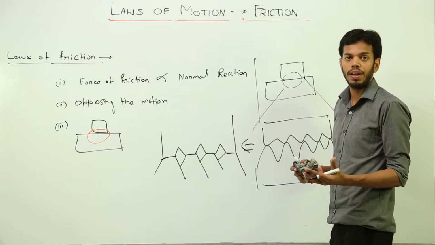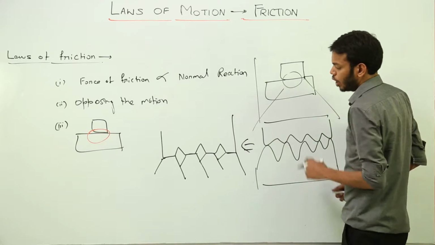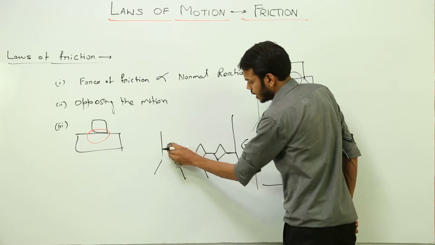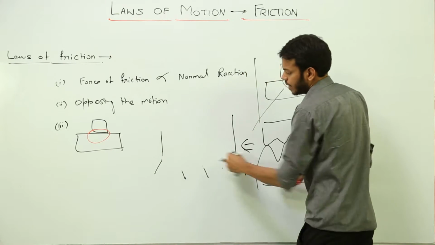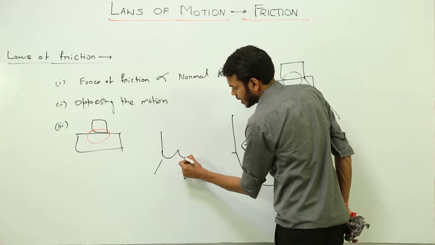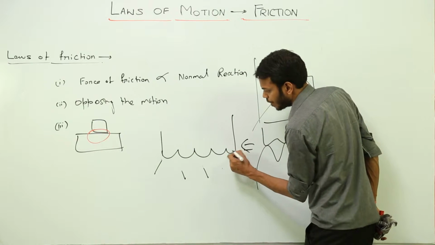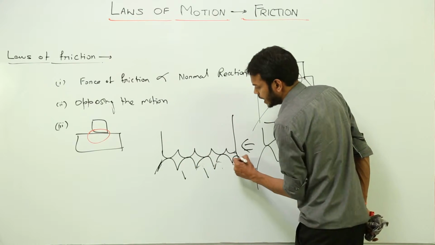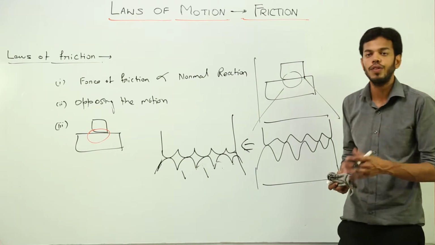Now what will happen if I polish this surface? By polishing, what we actually do, we decrease the actual point of contact, because when both the surfaces smoothen up, the surfaces are like this, okay. This is what happens after polishing. So after polishing, the actual point of contact decreases, and that is why polishing is one of the ways of decreasing friction.